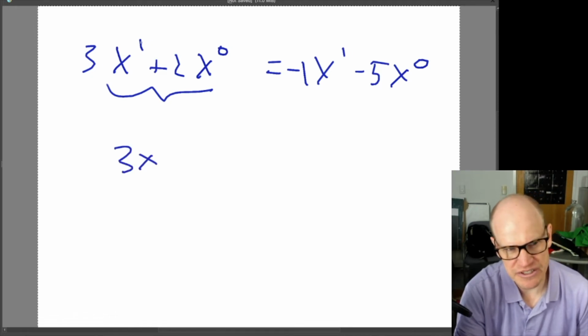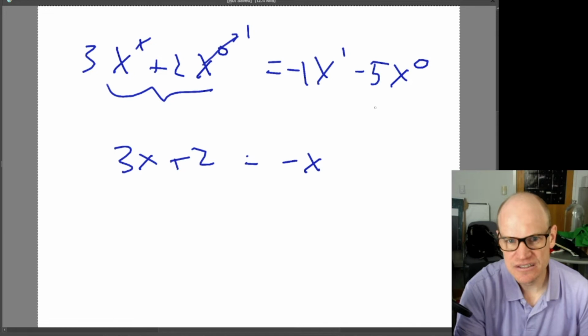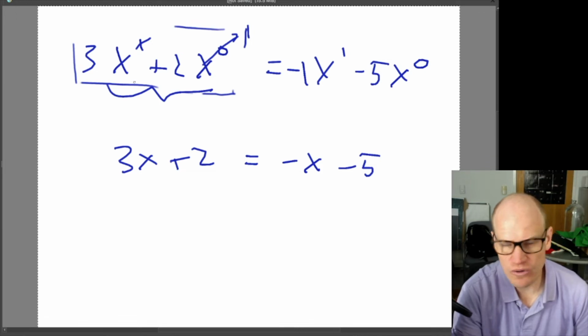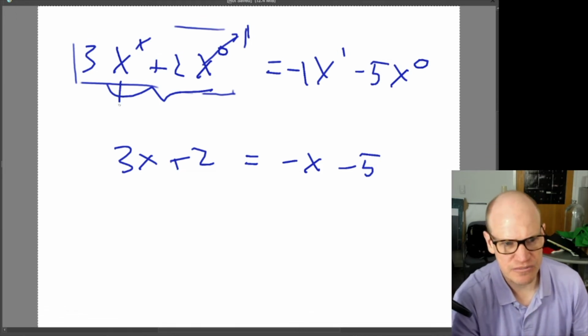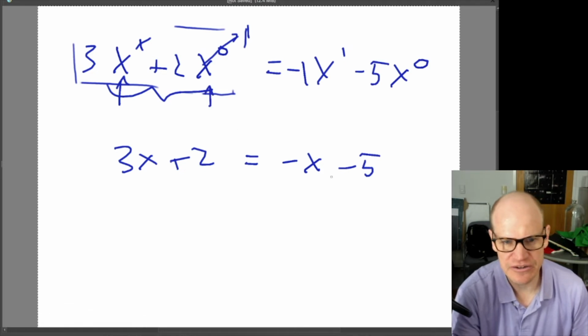The notation allows you to simplify this to 3x. So typically when it's x to the first, you ignore this. When it's x to the 0, you just set this equal to 1. So 3x plus 2 is equal to -x minus 5. Okay, so now I've simplified these two expressions that both only included a term that has something raised to the first power and something raised to the 0th power, and now they're set equal to each other.